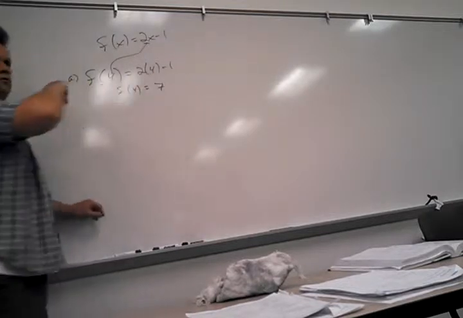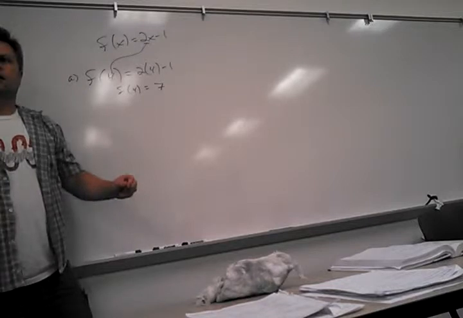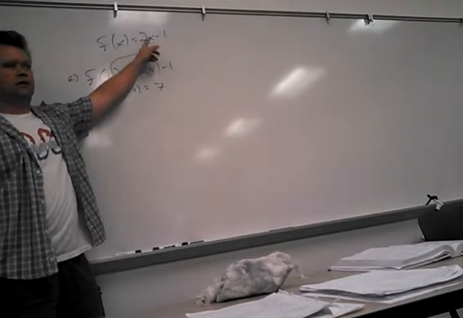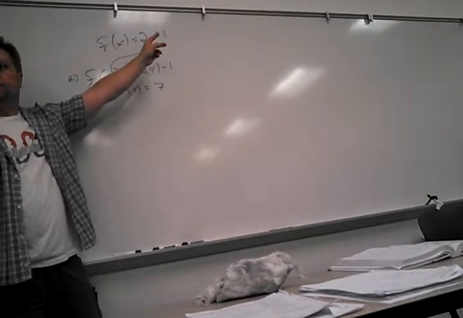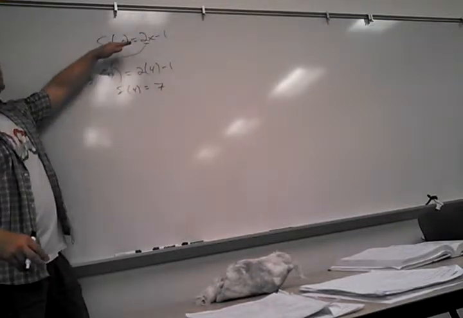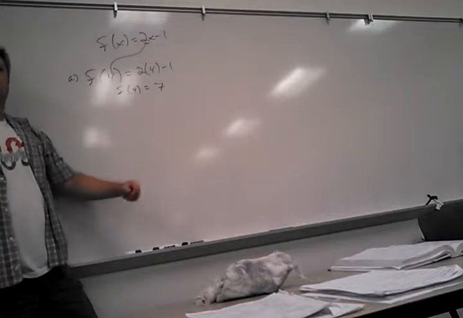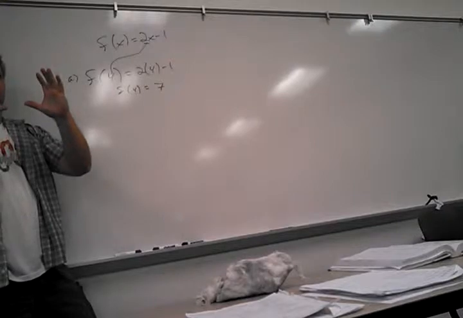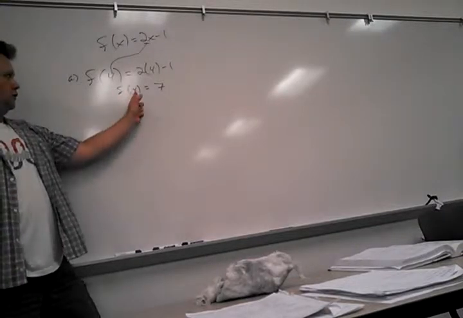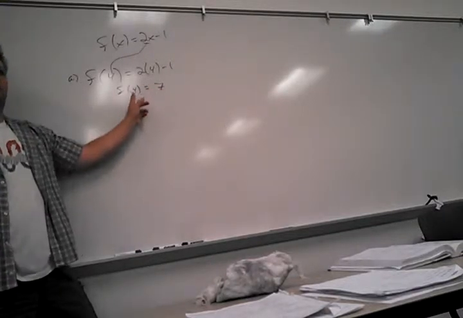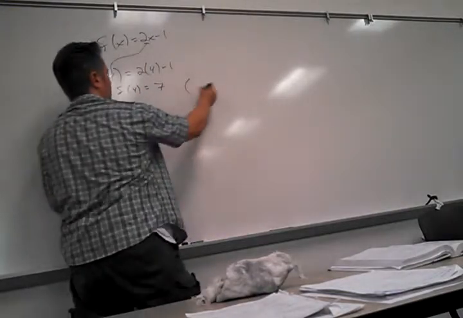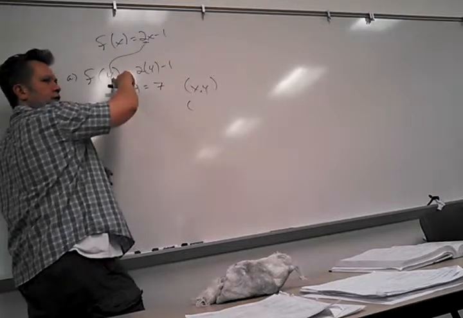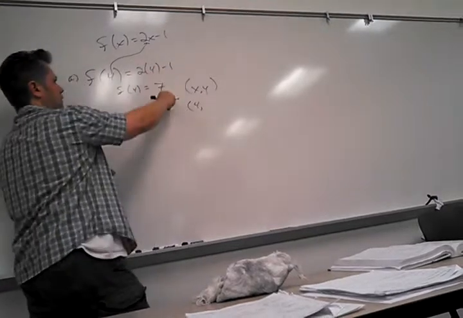8 minus 1. And real quick also, what would one point be that this line goes through? See how that's a line? Based on our work, what is one point that I know this line goes through? A point has two parts to it. 4, 7. It goes through the point 4, 7. What are the parts of a point again? X, Y. So what was the X here? 4. I can see it right there. The input was 4. The output was 7.